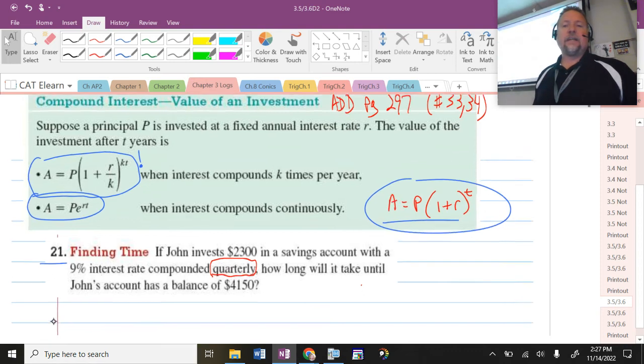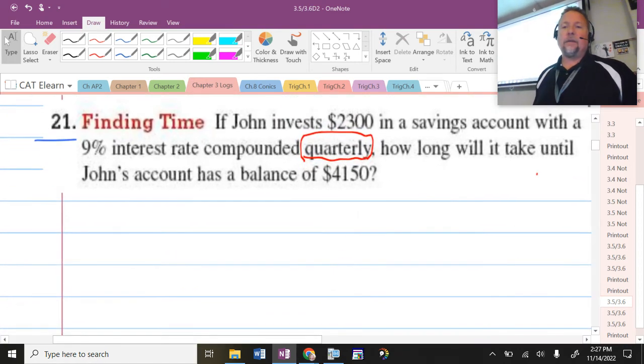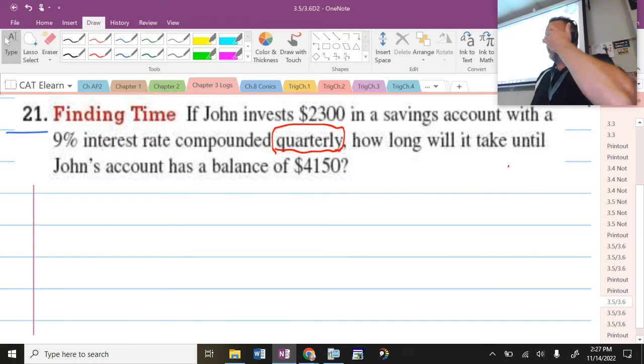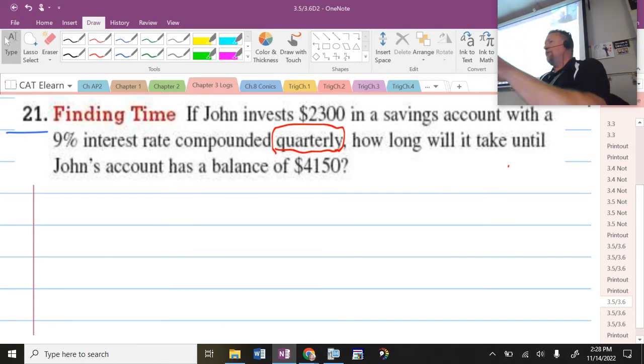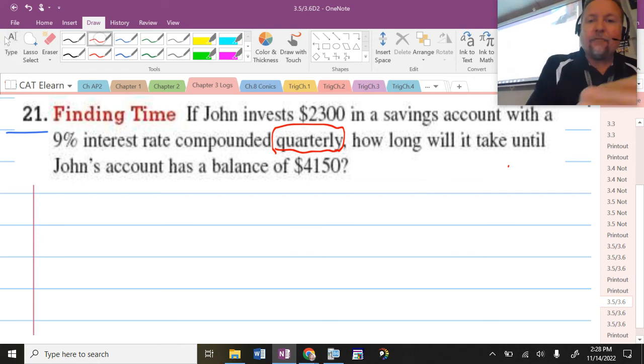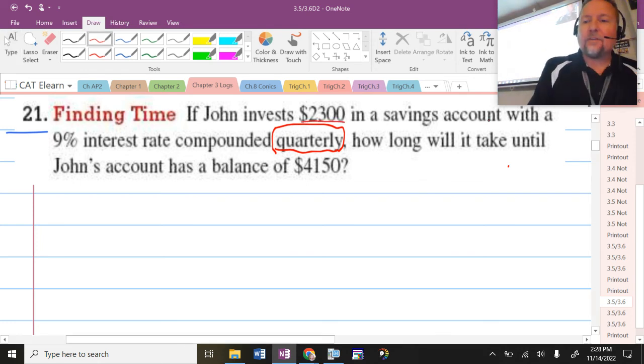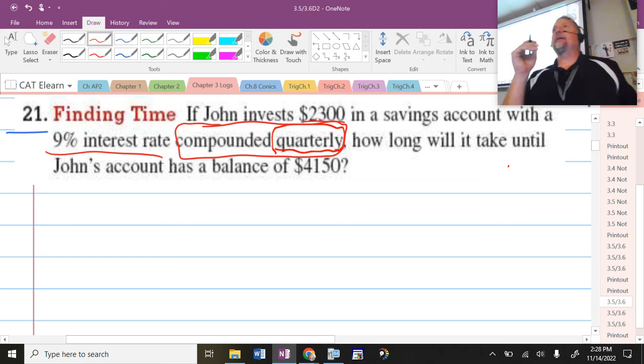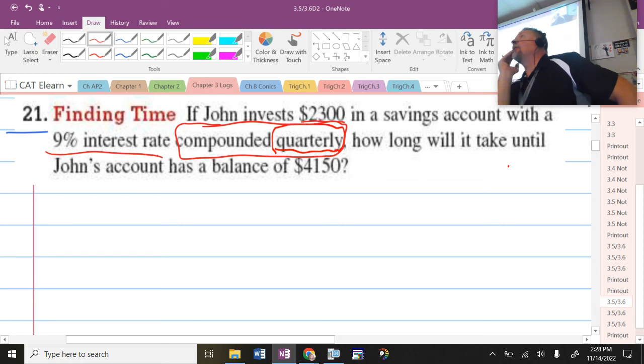So I want you to understand the difference between what tomorrow was going to be about and what it is still going to be about. It's actually using a logarithm to find a missing exponent. So John invests $2,300 into an account with a 9% interest rate compounded quarterly. How many times is that in a year, everybody? 3, 2, 1, go. 4.